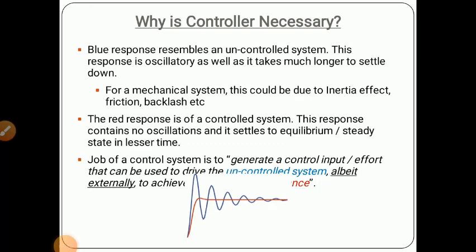So what is the job of a control system? The job of a control system is to generate a control input or effort that can be used to drive the uncontrolled system. If there is any uncontrolled system, we have to control that system by generating a control input or effort to that system. So this is the job of a control system.